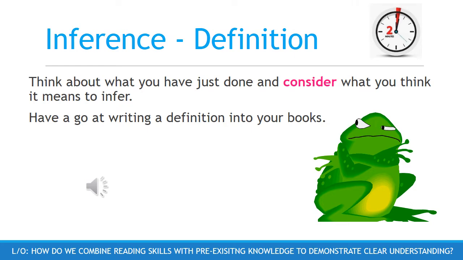So now you've got your sentence written. Have a think about what you've just done and think about how you did it. How did you know what kind of day that frog's had? And then think about, what does it mean to infer? Okay, see if you can write a definition into your books. Think about whether we told you what his day's been like, or how you figured it out if we didn't tell you.